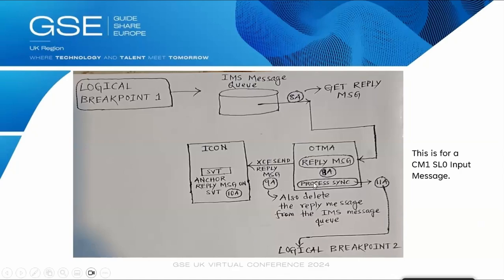So 11A is a logical breakpoint, right? And what happened in this logical breakpoint? The sync point proceeded. So OTMA started processing the sync point, right? So that happened in logical breakpoint 11A. So if you think about it, 2 options can actually branch out from logical breakpoint 2, which is 11A. One is the sync point can either complete successfully or there could be a sync point failure. There are two situations that can actually branch out from logical breakpoint 2. And we'll take a look at each of these scenarios in the subsequent slides.